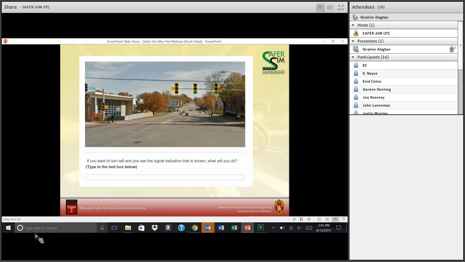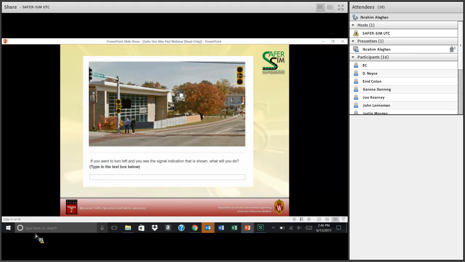If you remember, in stage 1, we gave them what was assigned and what we were trying to do, and asked them to rank it. But here, we give them the sign. Then we ask them: if you want to turn left and you see a signal indicating that, what will you do? We ask them to type it in the text box below. This is what we did for design 1 and design 3. So let's go next, Jacob.